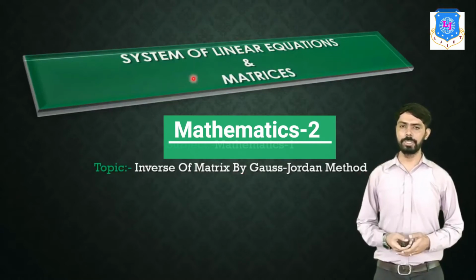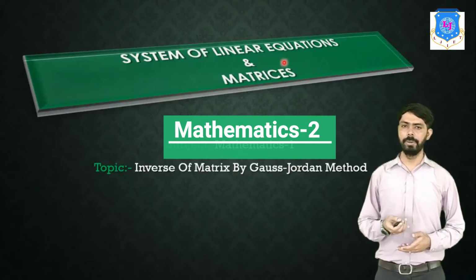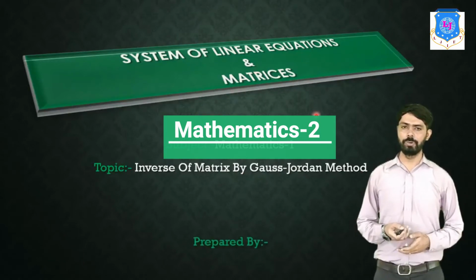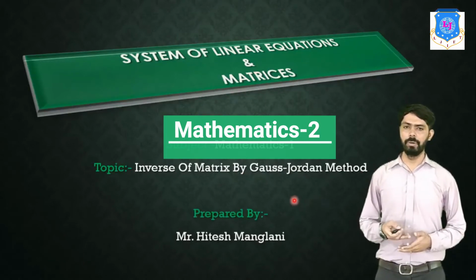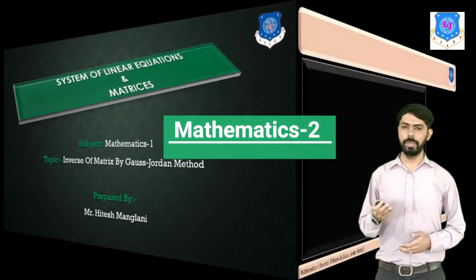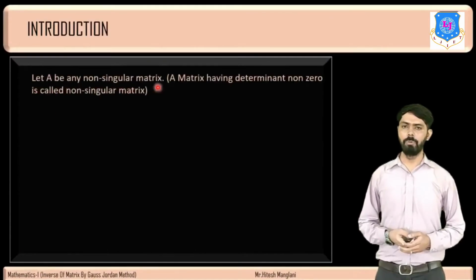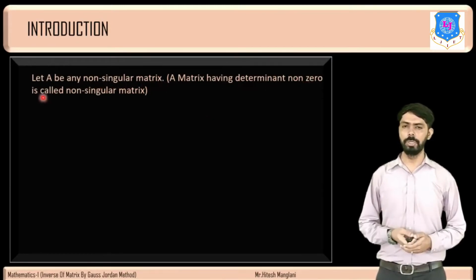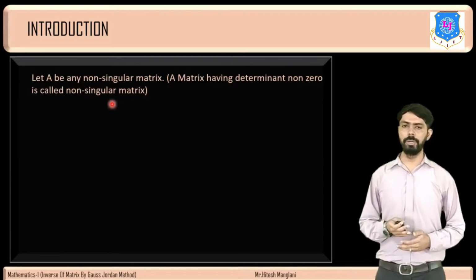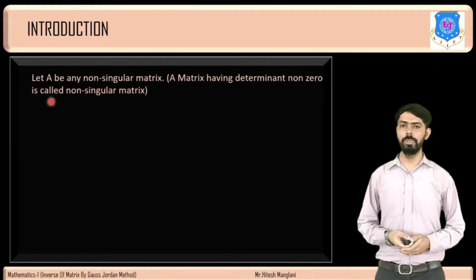Method of chapter System of Linear Equations and Matrices. So first of all, we will understand what is Gauss Jordan method. Here let A be any non-singular matrix. Now what is the meaning of non-singular matrix? A matrix having determinant non-zero is called non-singular matrix. So if the determinant of a matrix is not equal to 0, then that matrix is called non-singular matrix.